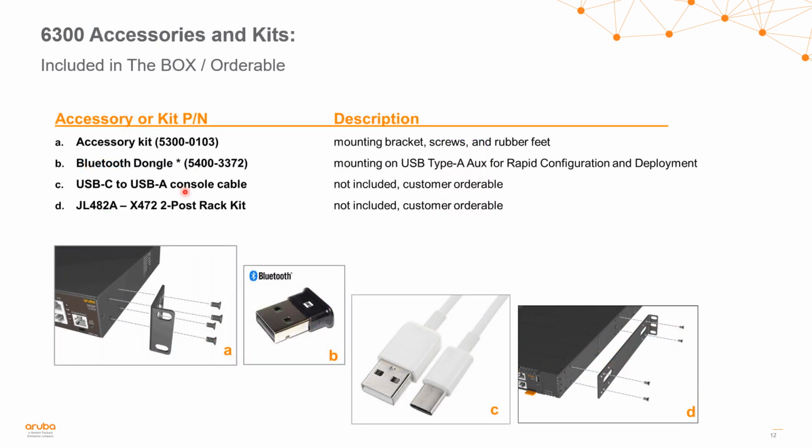As far as what's included in the box or what's orderable, the box is actually going to include an accessory kit as well as a Bluetooth dongle. The accessory kit will have a mounting bracket with the screws and will have some rubber feet. And the Bluetooth dongle allows administrators to configure the switch via Bluetooth using their phone or their tablet. Some optional orderable options are a USB-C to USB-A console cable, as well as a 2-post rack kit if you wanted to mount it into a 2-post rack using a center mount.